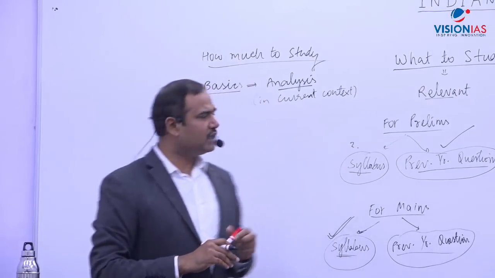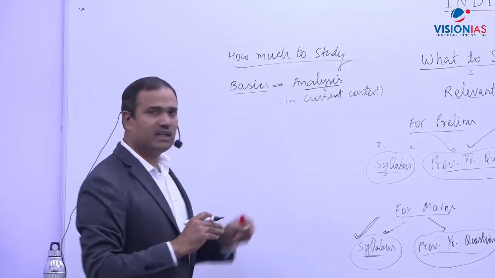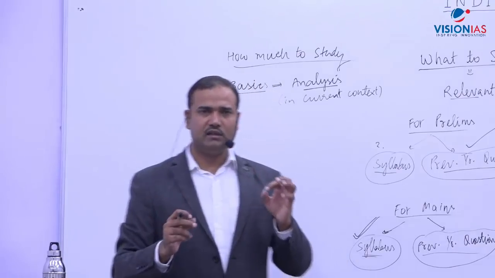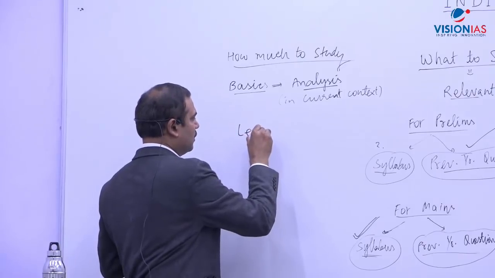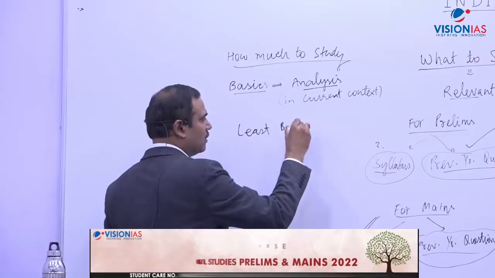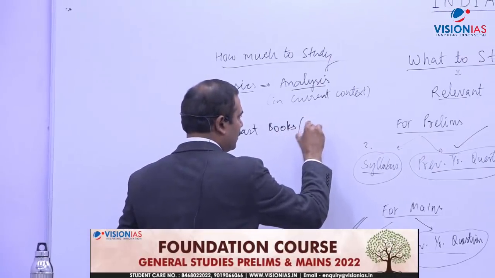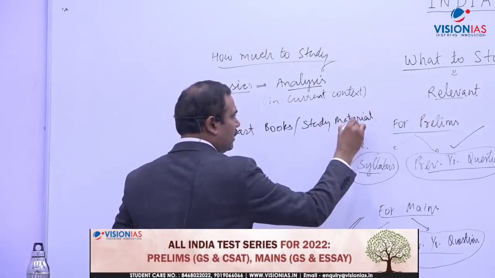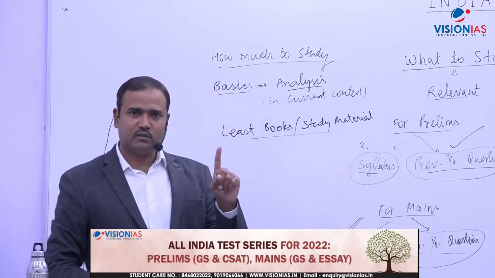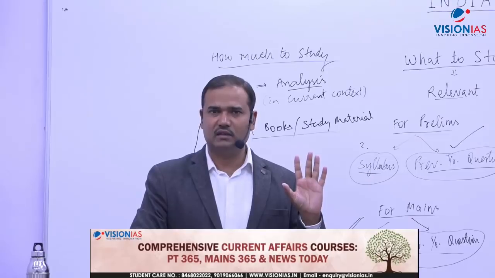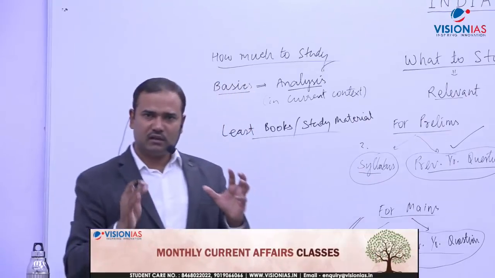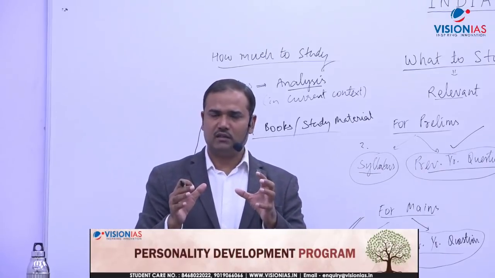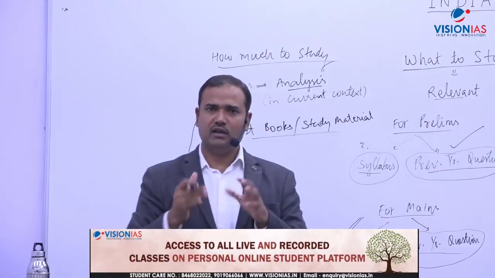Okay, and the next thing is how much to study, how many sources you should follow. My suggestion is to use the fewest sources, the fewest books or any kind of study material. It is a very common saying that it is much better to study one book 10 times than to study 10 books once. So got the point? It is better that you select the best study material or book or class notes, whatever you think is best, and just revise, learn it and revise it again and again instead of going to other books.